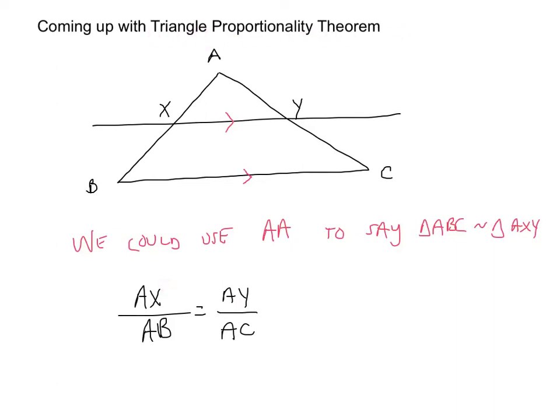Now what we just did is exactly what the Triangle Proportionality Theorem says. So that's kind of a disclaimer. All it does is skip this step right there. It skips we could use angle to say that the triangles are similar. All it's going to tell us is that if we have a line that's parallel, then we can jump straight to saying this. But the reason why is because of similar triangles.